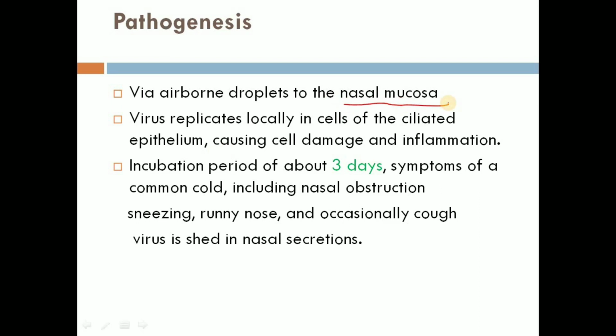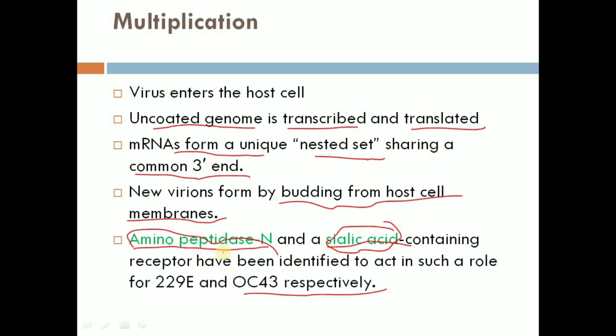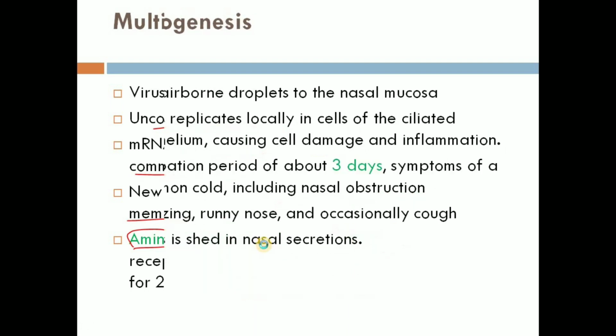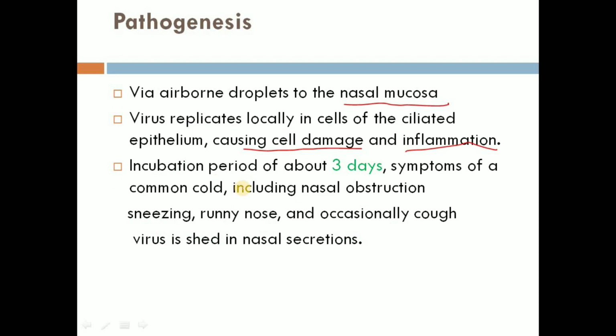Okay, and once it goes to the host, it replicates and attaches to the ciliated epithelium, as I told, through glycoproteins, causing cell damage and inflammation. Okay, causing cell damage and inflammation. So what are the two important things I discussed before? One is sialic acid and another one is aminopeptidase. These two receptors are very important in that. So this causes cell damage and inflammation.